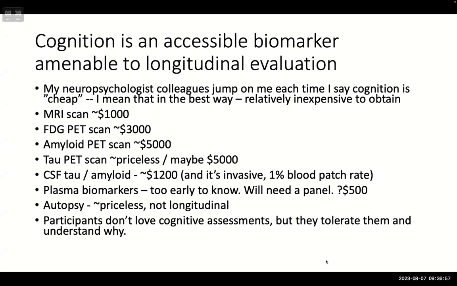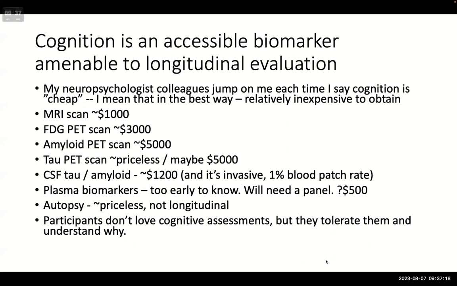And just some sort of comparator pricing out there as we're trying to think about different flavors of biomarkers. So MRI scans about $1,000, I don't know how much FDG PET scans are, maybe $3,000. An amyloid PET scan might be $5,000. It was $5,200 at my hospital a few years ago. It's the last time I looked.